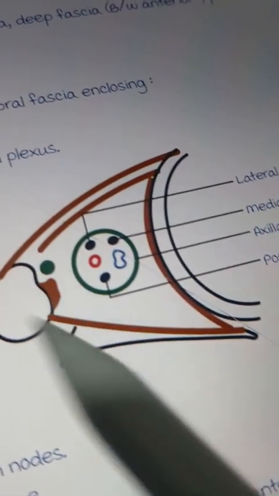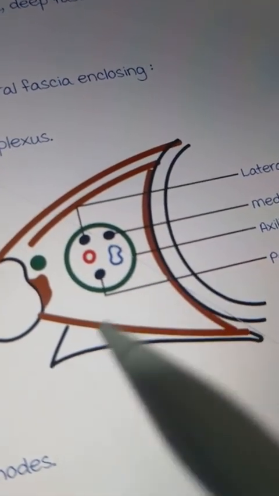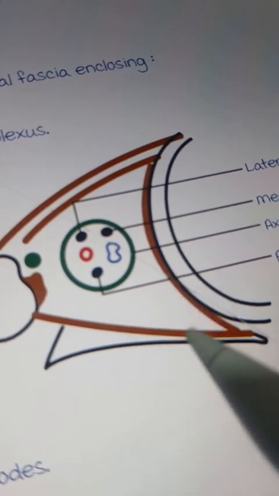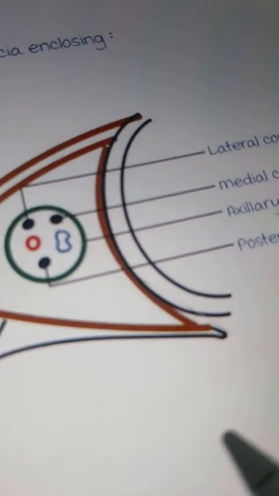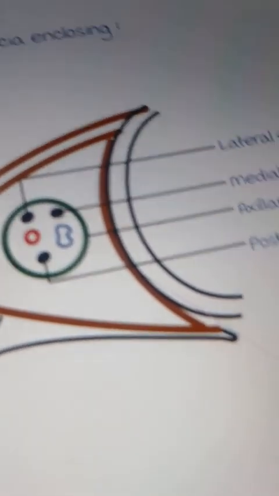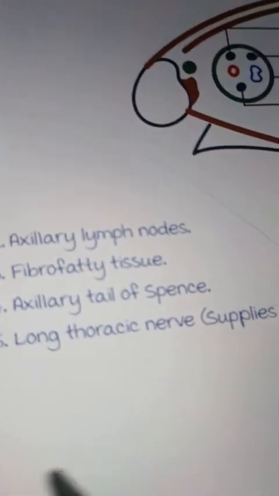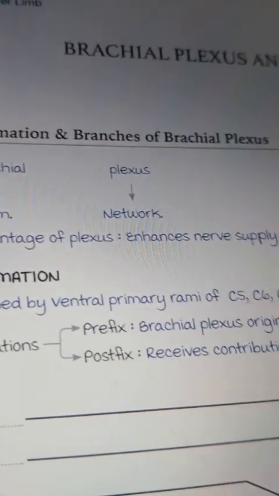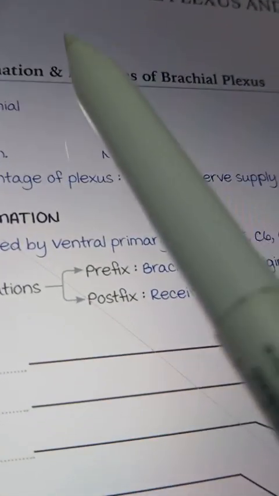So this is the diagram. What I've drawn here is a clearer diagram: axillary sheath, axillary vessels, then the long thoracic nerve supplying the serratus muscle. Then we have all the cords, and we have fibrofatty tissue and the axillary tail of Spence. Now we will move to our next topic, which is a very important topic known as the brachial plexus and its injuries.